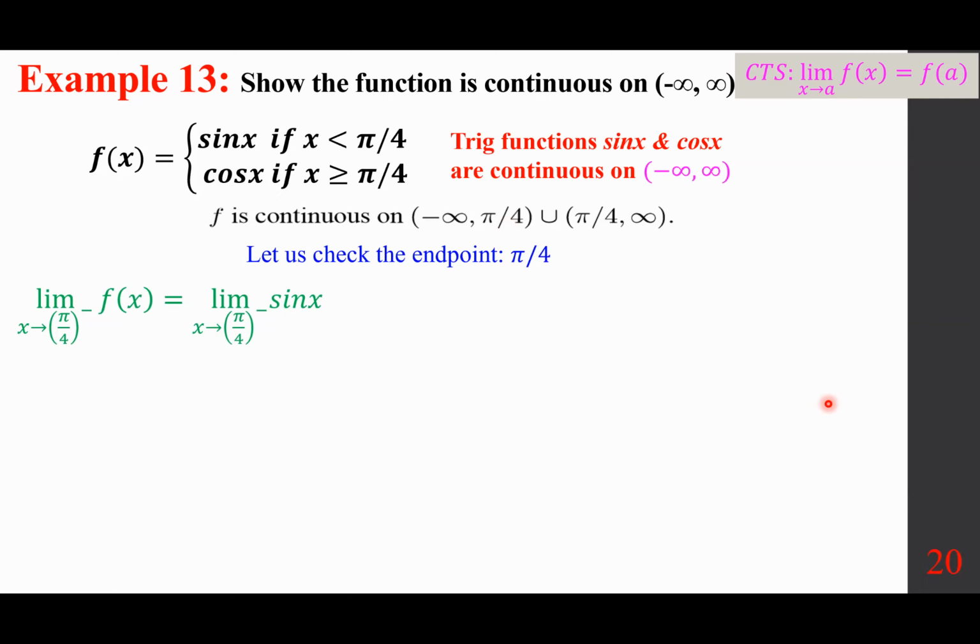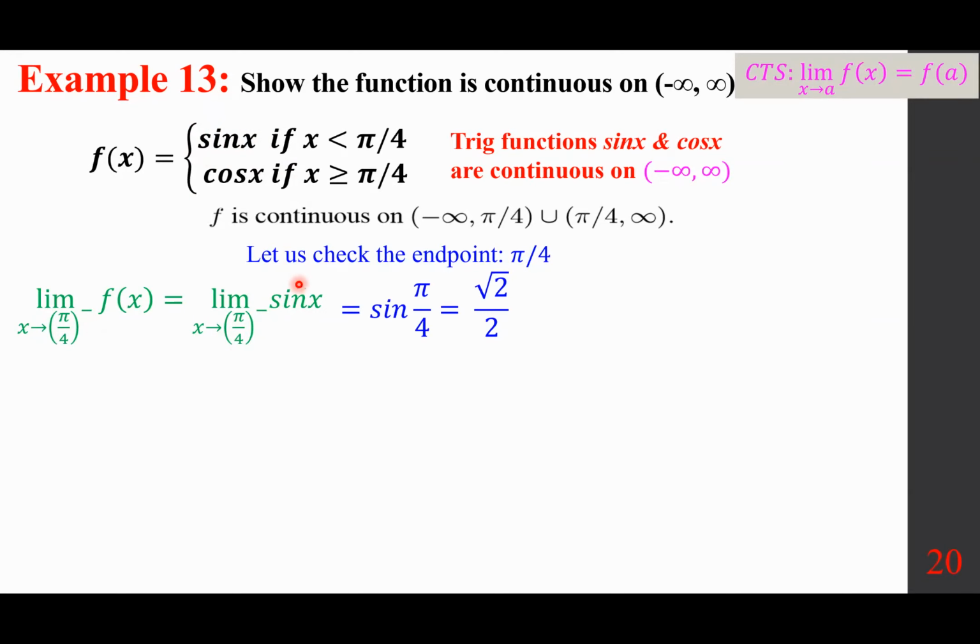So the limit of f of x as x approaches pi over 4 from the left uses this piece of the function. So the limit of sine x as x approaches pi over 4 from the left. And so basically we can plug in, it's sine of pi over 4. And you know it to be square root of 2 over 2. I'm assuming we are okay with basic trigonometry. So that's the left-sided limit.